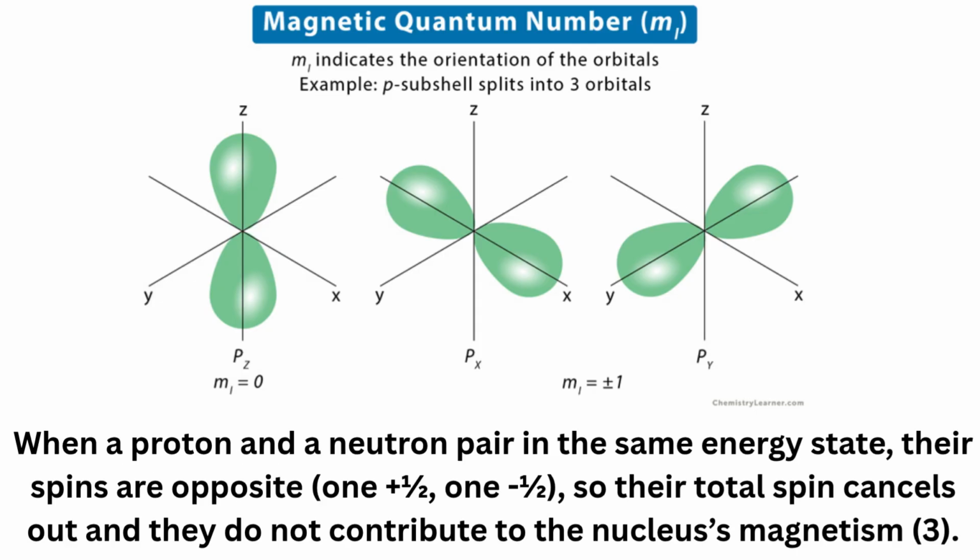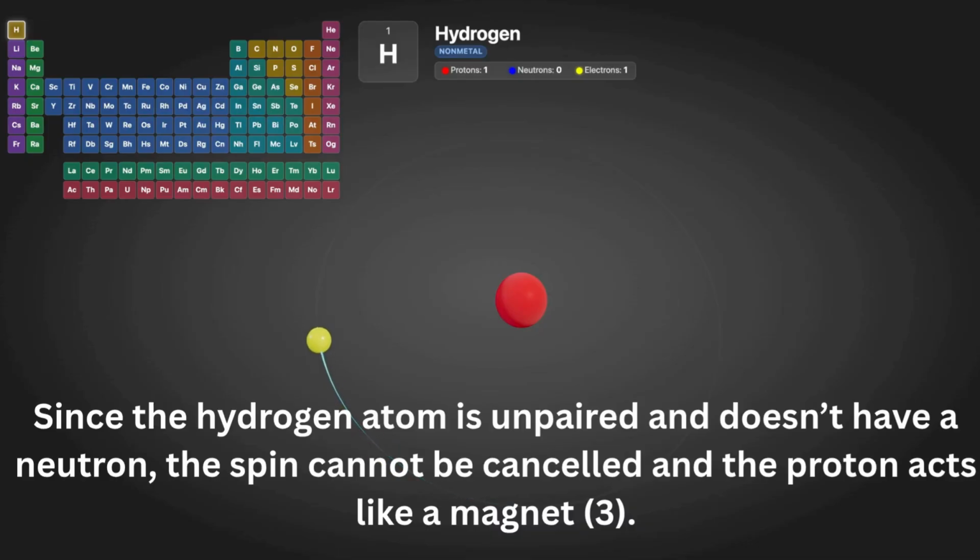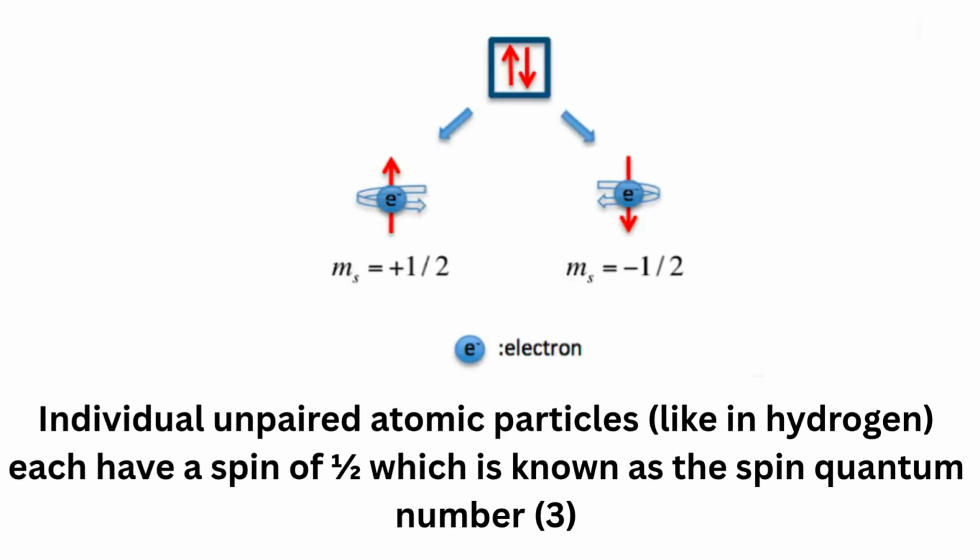When a proton and a neutron pair in the same energy state, their spins are opposite, plus a half, minus a half. So the total spin cancels out and they do not contribute to the nucleus's magnetism. Since the hydrogen atom is unpaired and doesn't have a neutron, the spin cannot be cancelled and the proton acts like a magnet.